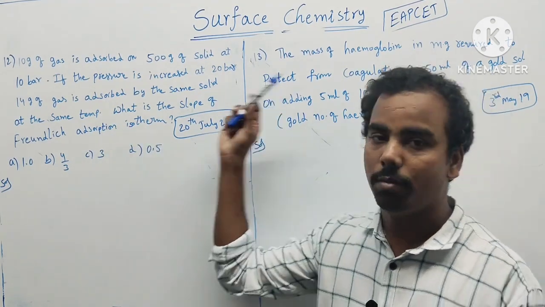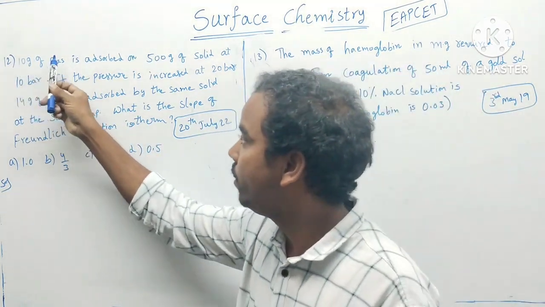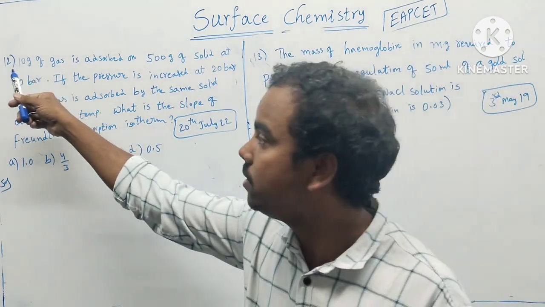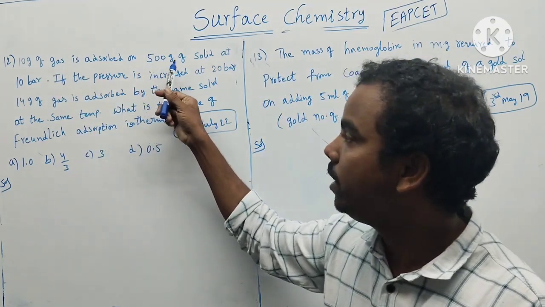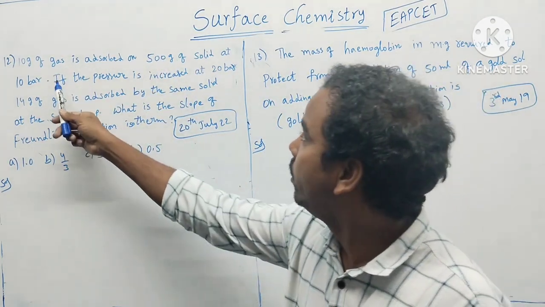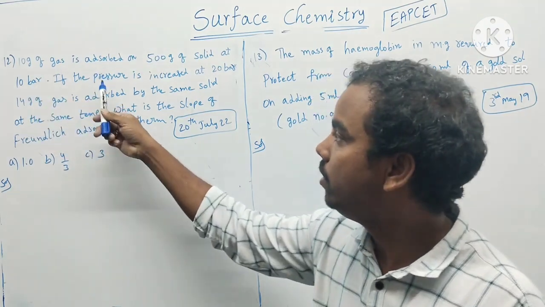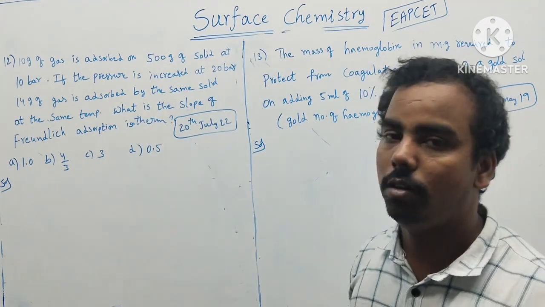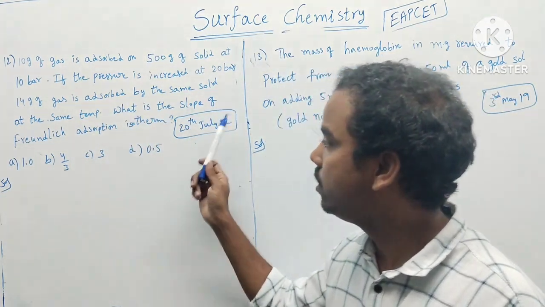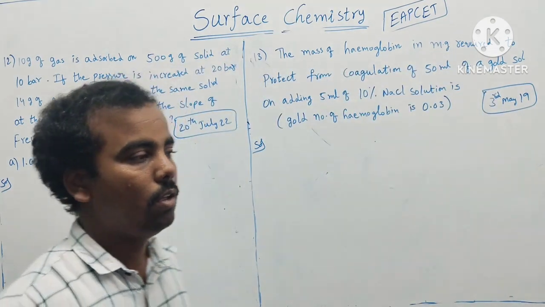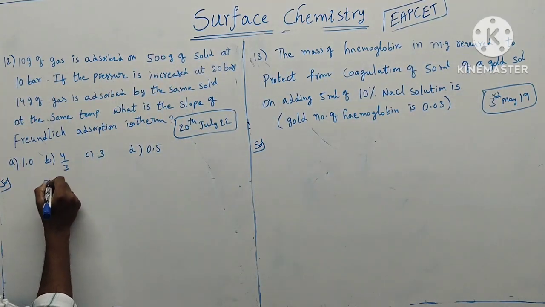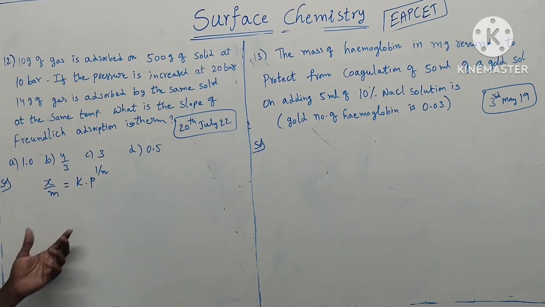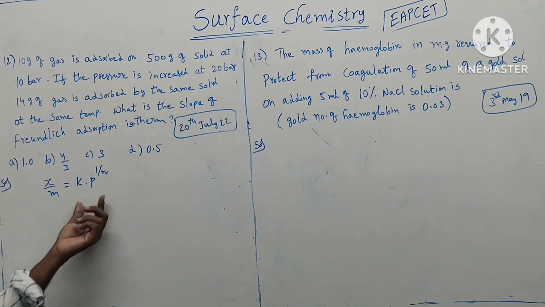You see the next question in surface chemistry. 10 grams of a gas is adsorbed on 500 grams of the solid. So adsorbate is 10 grams of gas, adsorbent is 500 grams, at 10 bar pressure. If the pressure is increased to 20 bar, 14 grams of gas is adsorbed by the same solid, at the same temperature. So what is the slope of the Freundlich adsorption isotherm? x by m is equal to k into p power 1 by n.